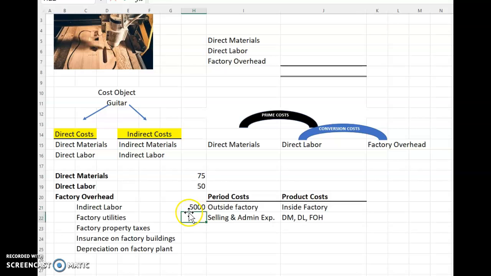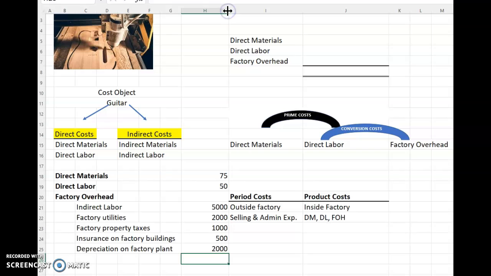And then factory utilities, let's say it's 2,000. Factory property insurance, or property taxes, let's do 1,000. And then the insurance on the factory buildings is 500. And then depreciation on factory equipment is 2,000. So these are our indirect costs. These are the costs that we need in order to make our guitars.